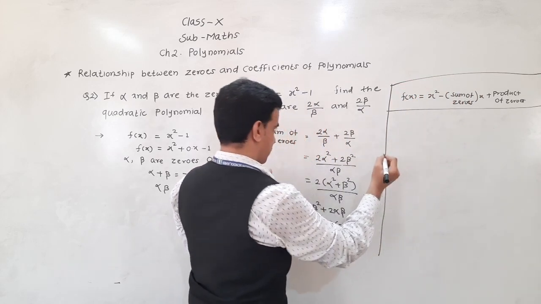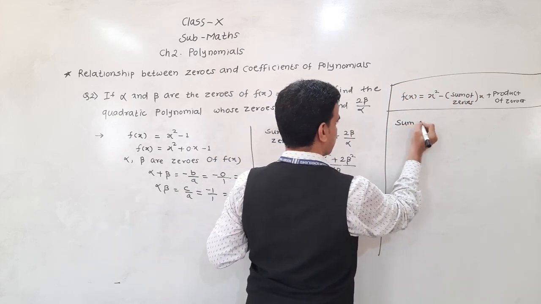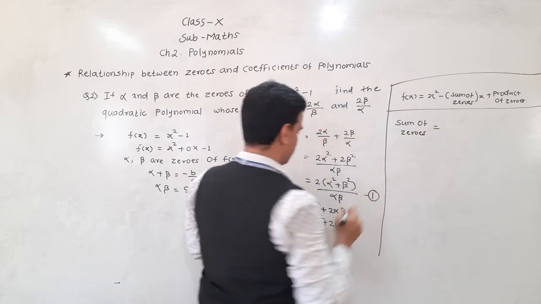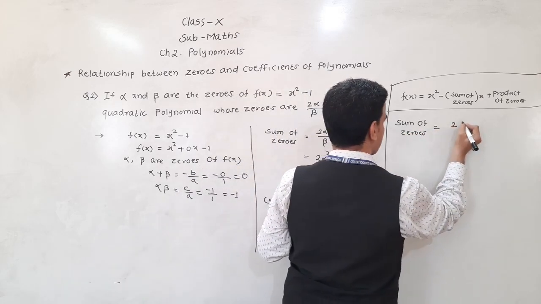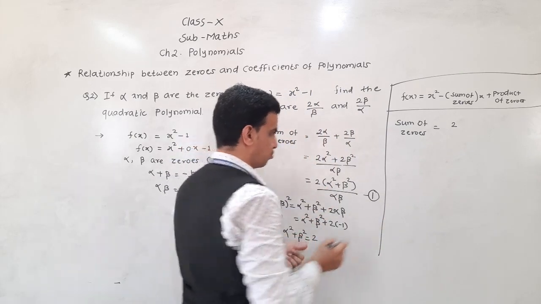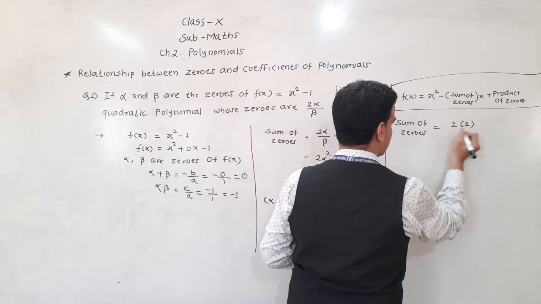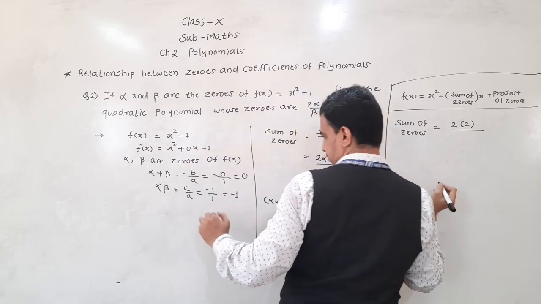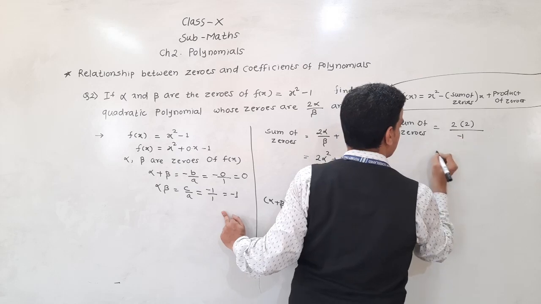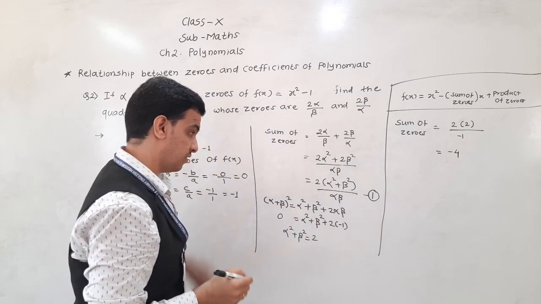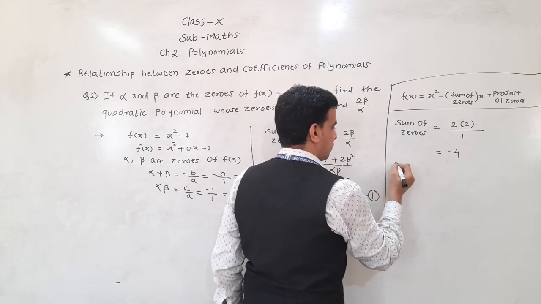So the sum of zeros is equal to 2 into alpha square plus beta square, which is 2, so 2 into 2 divided by alpha beta. So alpha beta is minus 1. So the sum of zeros is minus 4. Okay. So similarly, we have to find the product of zeros.